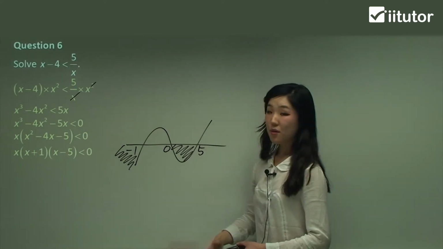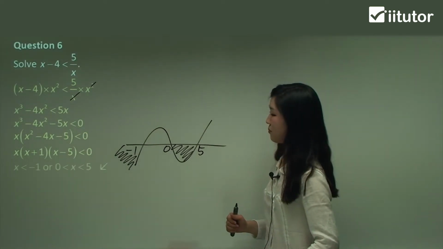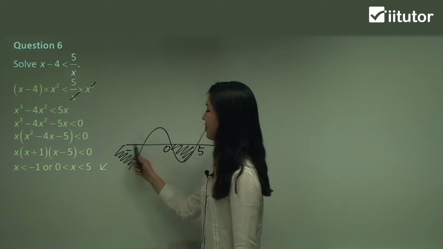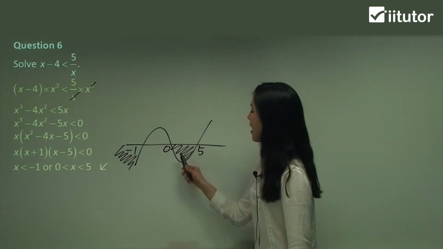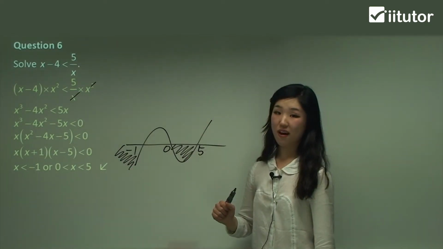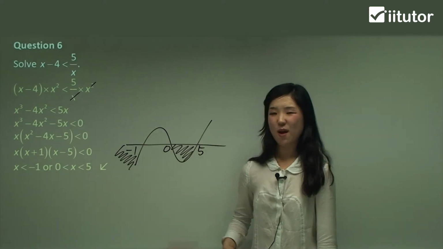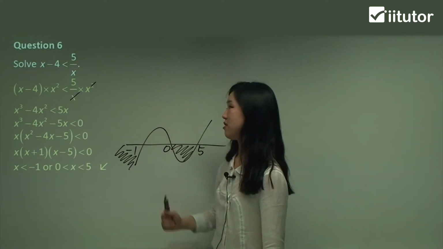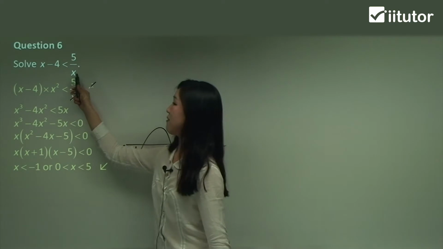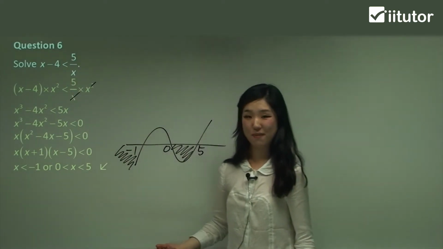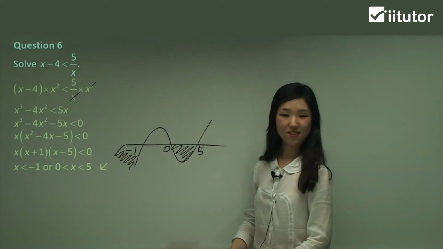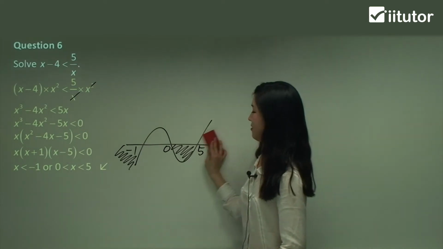Let's find the inequalities that make this true. It's going to be x is less than negative 1 or x is between 0 and 5. So that's our final solution. And we don't even need to worry about looking back into the original question because it does not have the equal to sign. So we don't even have to worry about it. Okay, that's our final solution. So have a look.